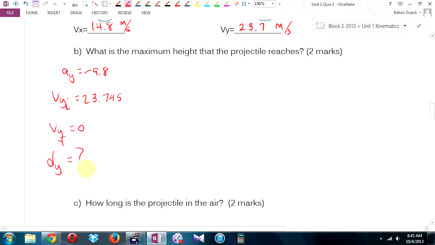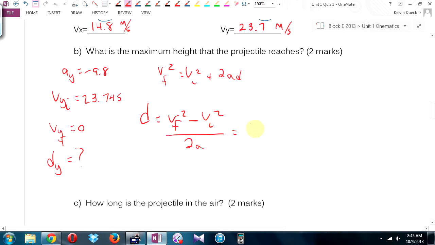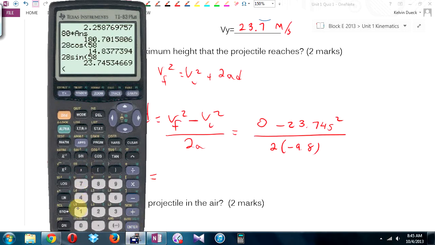Vf squared equals Vi squared plus 2AD. You know what? I think D equals Vf squared minus Vi squared all over 2A. It's going to be 0 minus 23.745 squared all over 2 times negative 9.8. I think the vertical height is going to be 0 minus this answer squared.